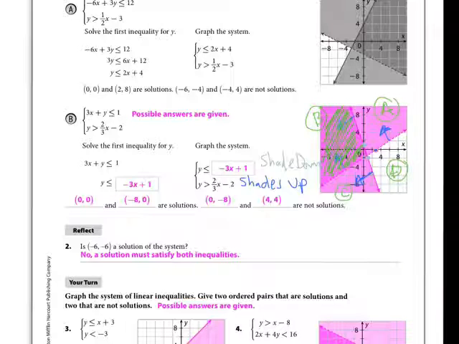So if I go 0 along the x-axis, but go down to -8, you can see that that's in the area of C. C is not a solution. And then if I go over to (4, 4), that's in the A region, and A is also not a solution because only B is the region that's the solution. So these first two points are solutions, and the second two points are not solutions.